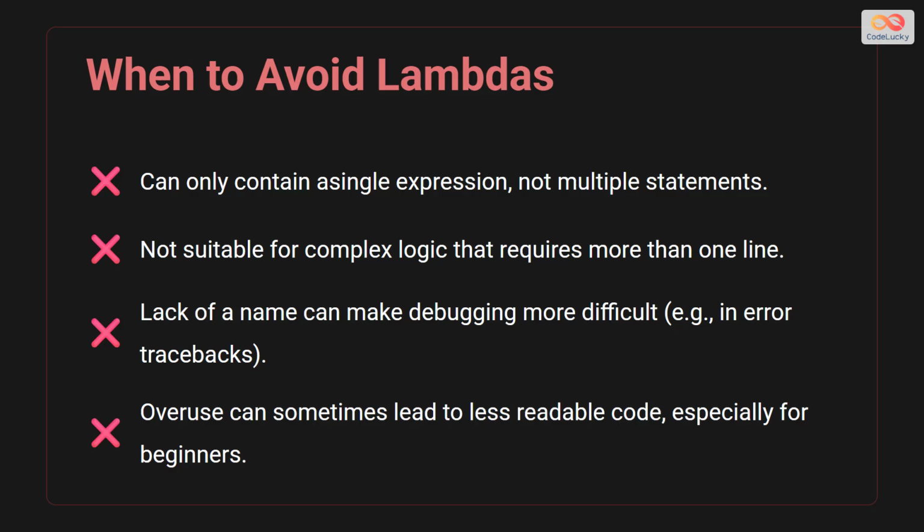However, lambdas aren't always the right choice. Their biggest limitation is that they can only contain a single expression, so they are not suitable for complex logic with multiple steps. They also don't have a name, which can make debugging more challenging. If a function becomes too complex, a regular named function is always the better, more readable option.